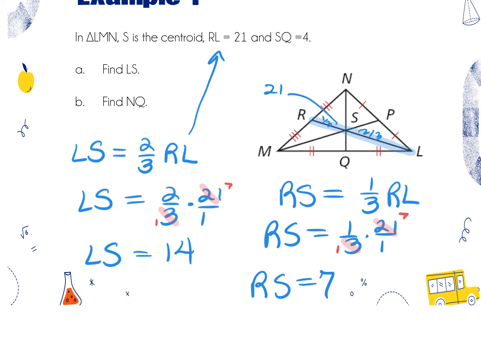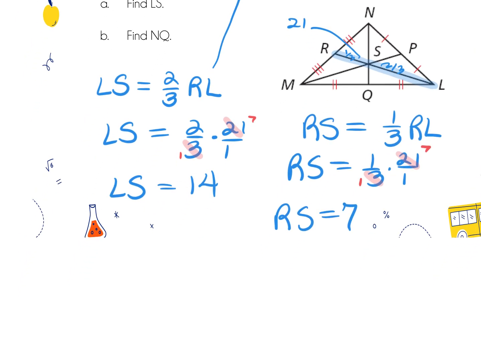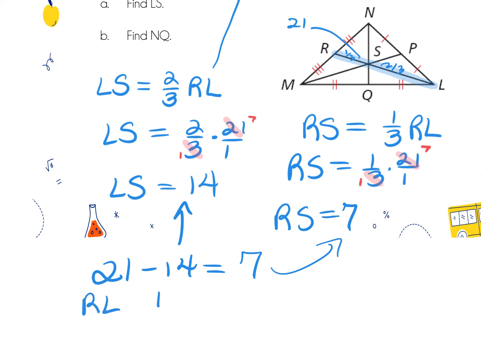Now, another way we could have also found RS is if I've already found LS and I knew the length of the whole segment was 21, I could have just taken what I found, subtracted it from the whole length, and then that would have given me RS that way. So this would have been RL, this would have been LS, and then it would equal the remaining piece, RS.